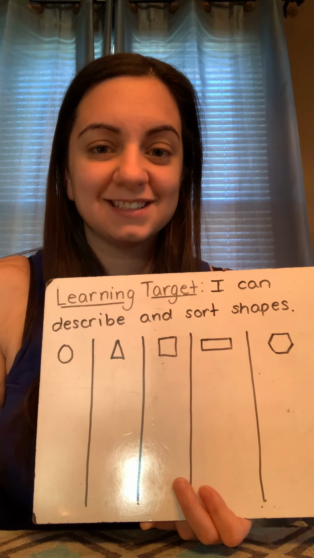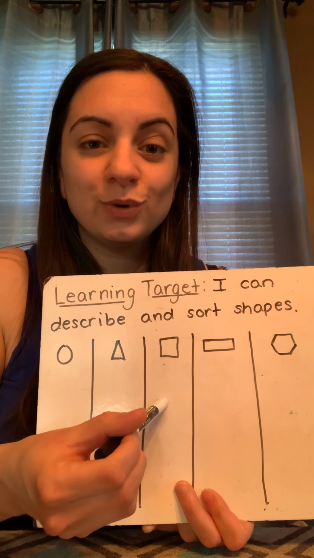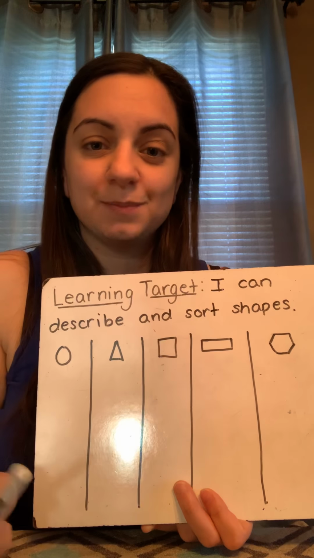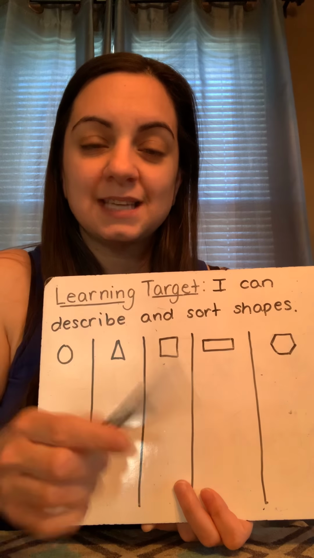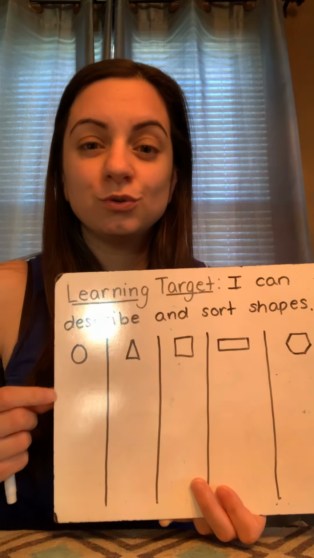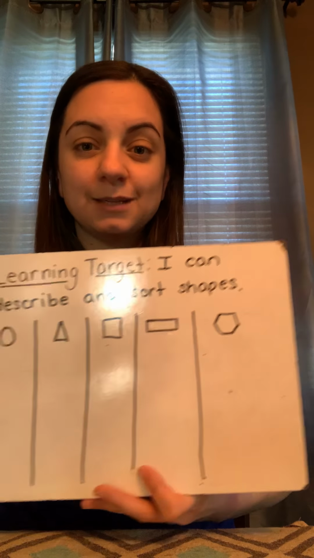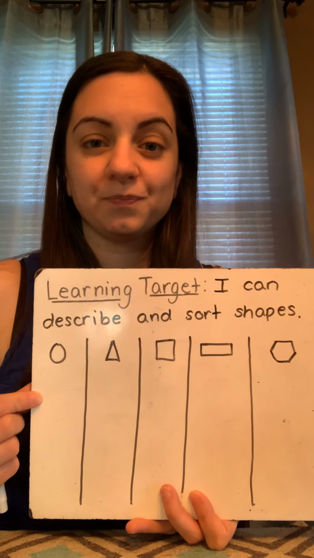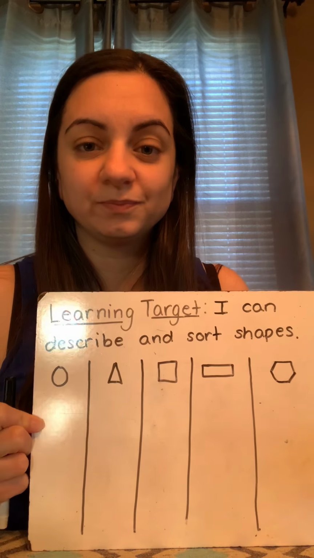Let's look at the shapes I have on my whiteboard. And I have 1, 2, 3, 4, 5 shapes, and each shape is separated by a line. Under these shapes, we're going to describe them. We're going to write some words that describe the shape. So let's look at the first one.